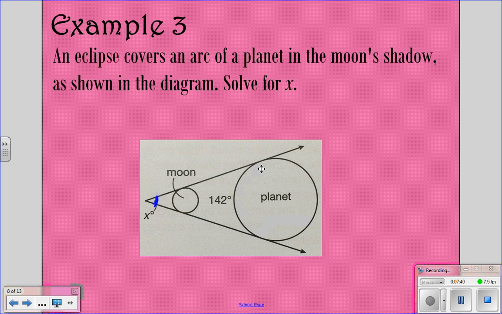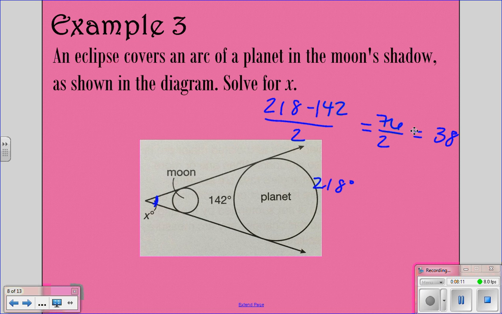If this arc is 142, then the other part of it is going to have to be 218. And so to solve for x, we're going to do 218 minus 142 and then divide that by 2. And so if you do that, you're going to have 76 divided by 2. And so that's going to be 38 degrees. And so that would be your answer there.